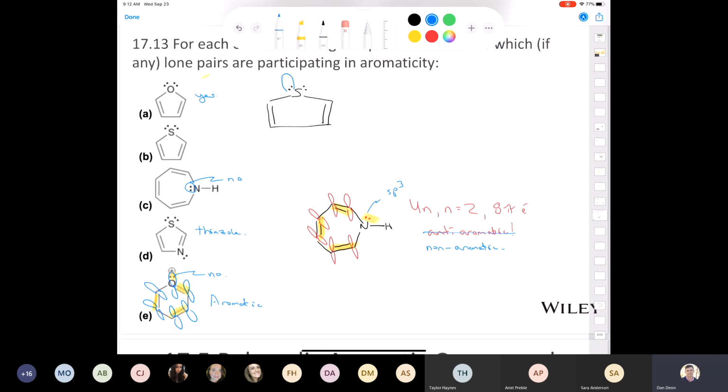Absolutely right, because if one of them goes into a p orbital, then I have a continuously overlapping system of p orbitals like that, and then I have a total of 1, 2, 3, 4, 5, 6 pi electrons, which is a Huckel number. And so the answer to this one is yes. All right, and let's try the last one, the thiazole, and then I think we'll wrap it up for the day. Just delete this guy for now.